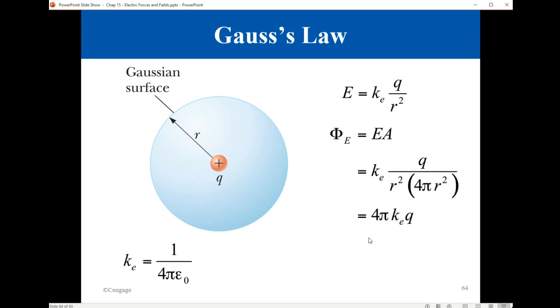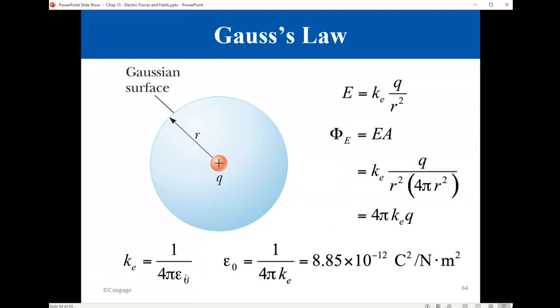K, 9 times 10 to the power 9, is expressed as 1 over 4 pi epsilon naught. Epsilon naught is called the permittivity of free space. It is 8.85 times 10 to the minus 12 coulomb squared per Newton meter squared.